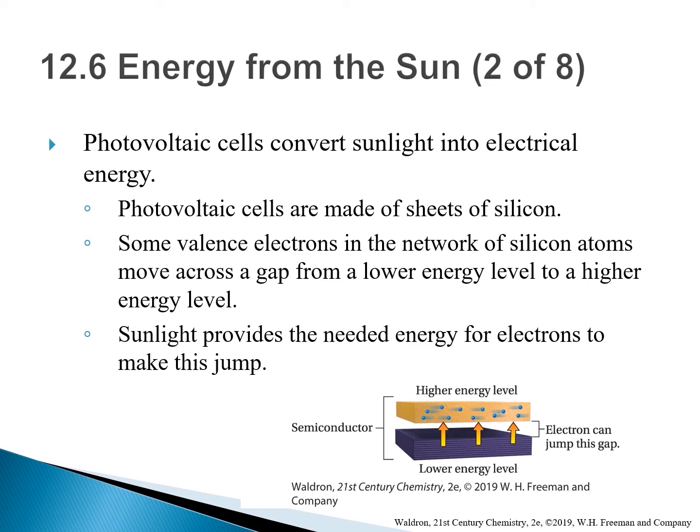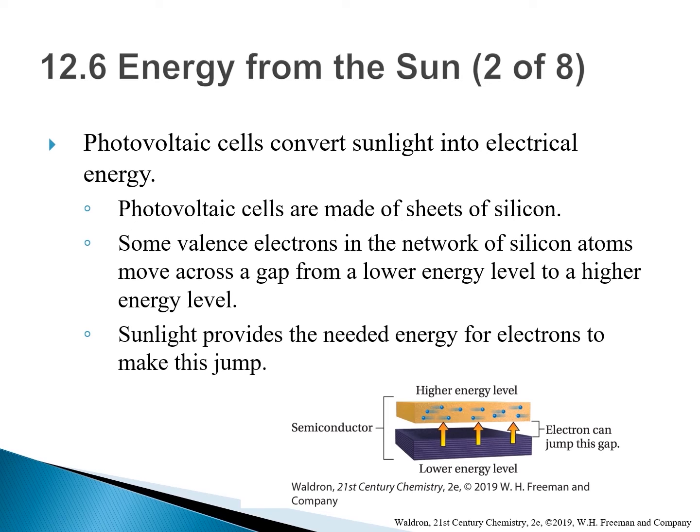Some of the valence electrons in the silicon atoms in the network are occasionally able to move across a gap from a lower energy level to a higher one. This jump to a higher energy level requires an outside source of energy, such as light energy. When silicon in a photovoltaic cell is exposed to sunlight, some of the electrons absorb that solar energy and are promoted to a higher energy level.